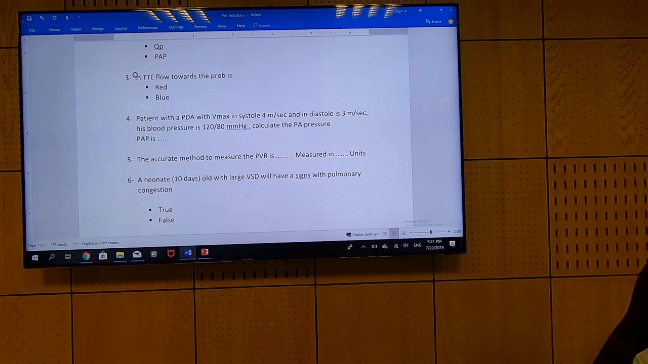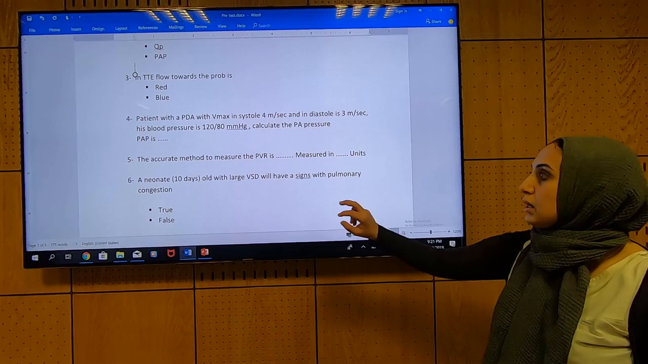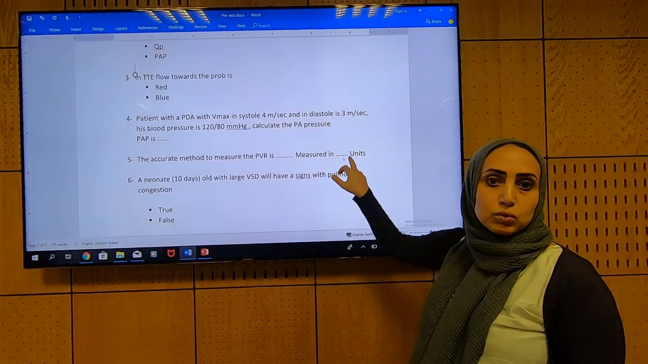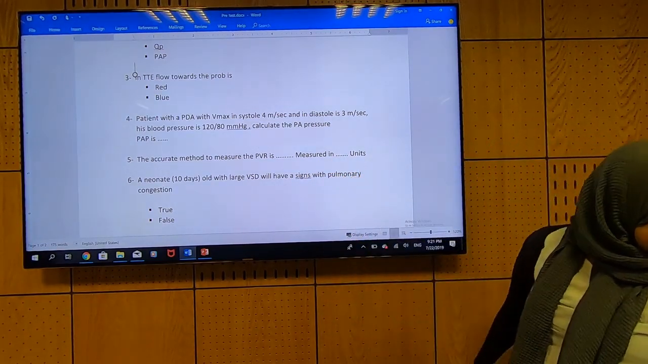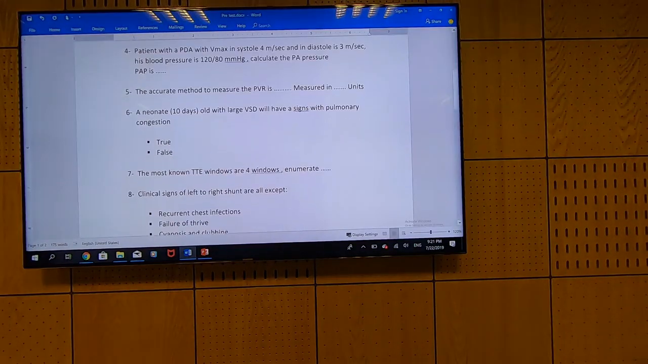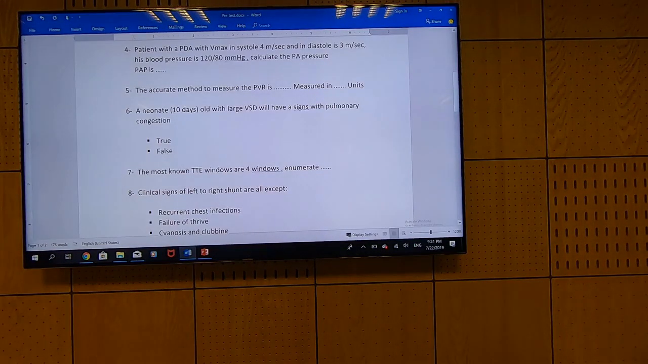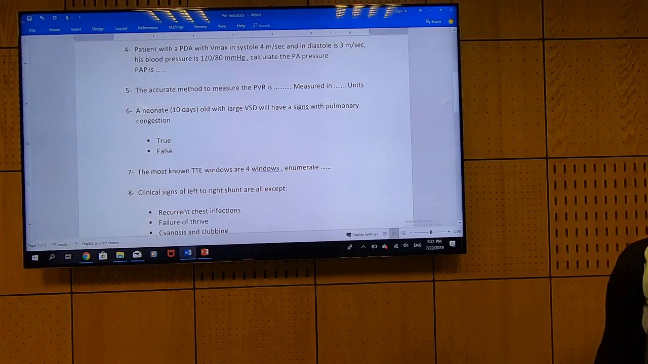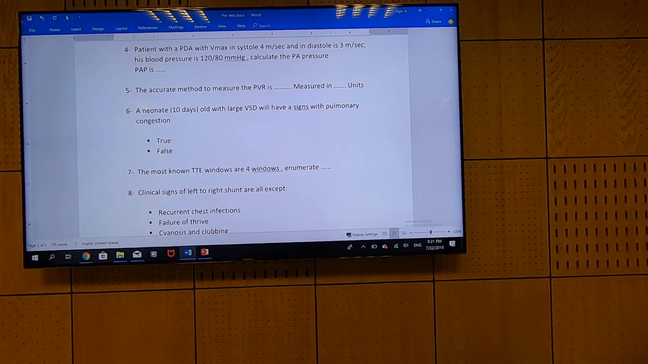The following question is about how to measure the pulmonary vascular resistance, which imaging modality or which evaluation modality, and when you say the pulmonary vascular resistance is so much, which unit you use for it. And the next question describes a neonate 10 days old with a large VSD, and he has signs of pulmonary congestion, like congested X-rays, failure of the right side, and so on. Is it true or false?